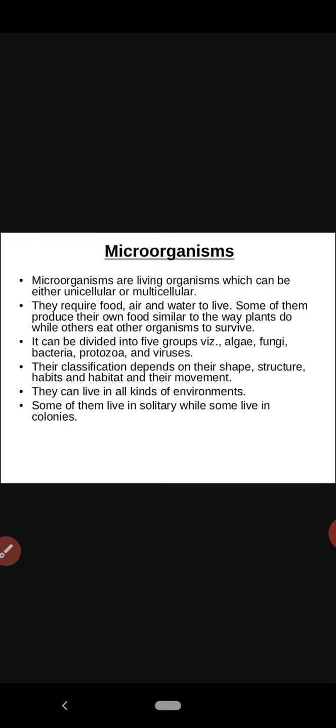Some of them live solitary and some live in colonies. Solitary means they live alone, singly. Only a single organism you'll get, moving around alone. In case of colonies, they come up together, making a group, sitting together, walking together. So this is microorganisms.